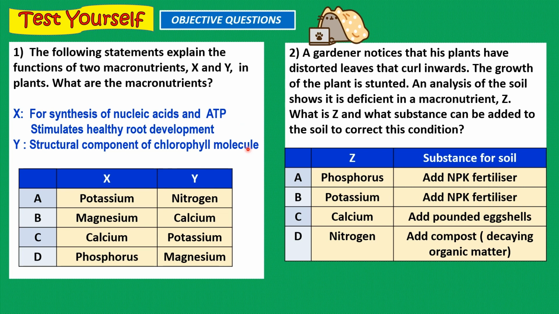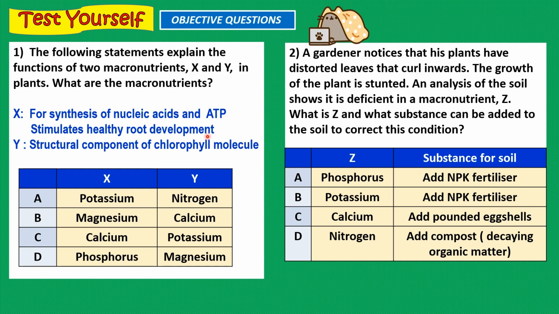Right, so you can pause the video for a while and try these two questions. And after that, we will discuss the results. Right, so let's look at this first question here. What is X and Y? Now, for X, it is involved in the synthesis of nucleic acids and ATP, right? So it could be phosphorus, because ATP contains phosphorus in the phosphate group.